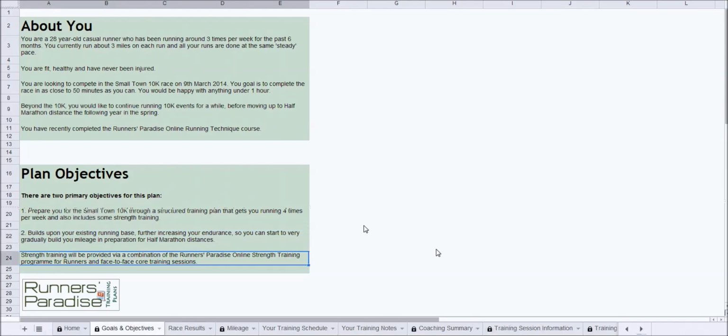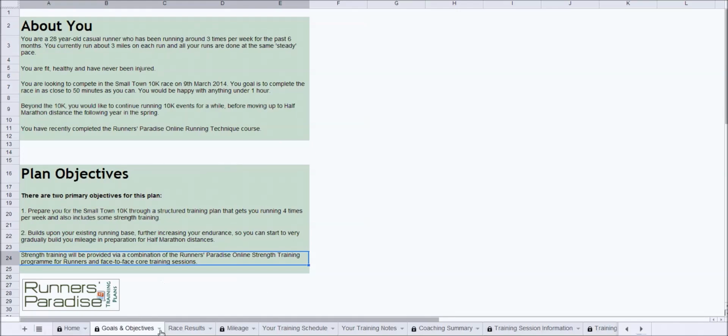We're going to provide strength training for John via 2 mechanisms. One is the Runner's Paradise online strength training program, and we're also going to supplement that with some face-to-face core training sessions to answer any questions that John may have and to make sure that he's along the right lines.